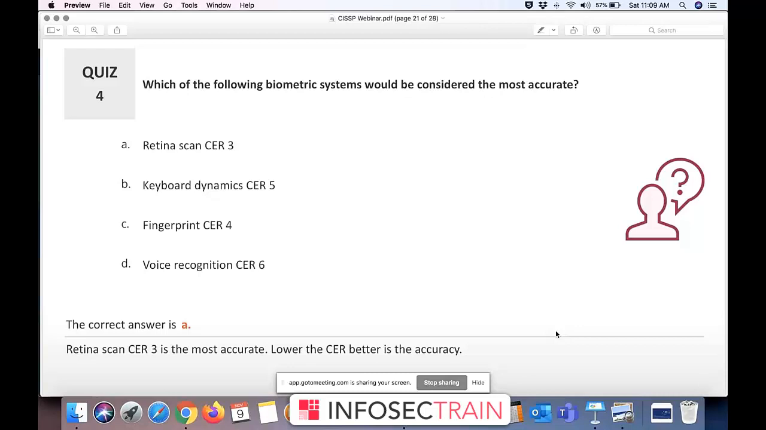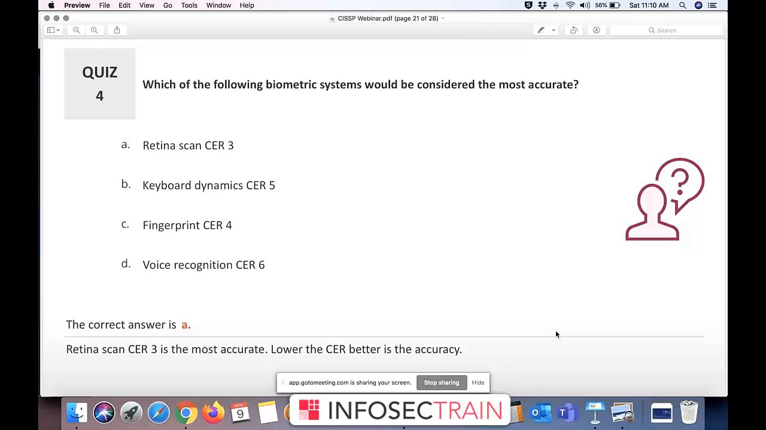Again, if you have studied this, well and good. If you haven't, that's fine. But the CER value being the lowest is the only reason why this answer is correct. Let me explain. Tomorrow I can have another question saying fingerprint CER value of 2, retina scan CER value of 3. Which one is more accurate? It has to be fingerprint, because the CER value is lower.